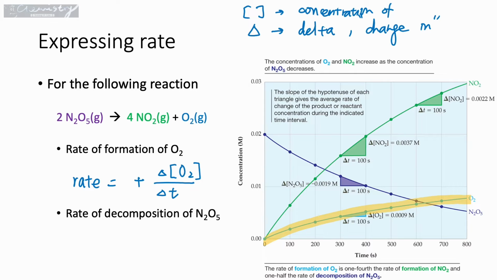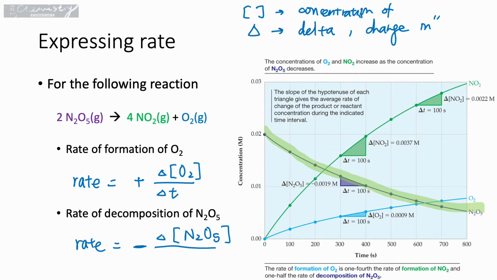And let's look at the other one. When we are looking at the rate of the decomposition of N2O5, we know that the rate is going to equal negative. And again, this doesn't mean that the rate itself is negative. It is indicating that our concentration of N2O5 is decreasing, so it is being decomposed as we go. So it's going to be negative change in the concentration of N2O5 divided by change in time.